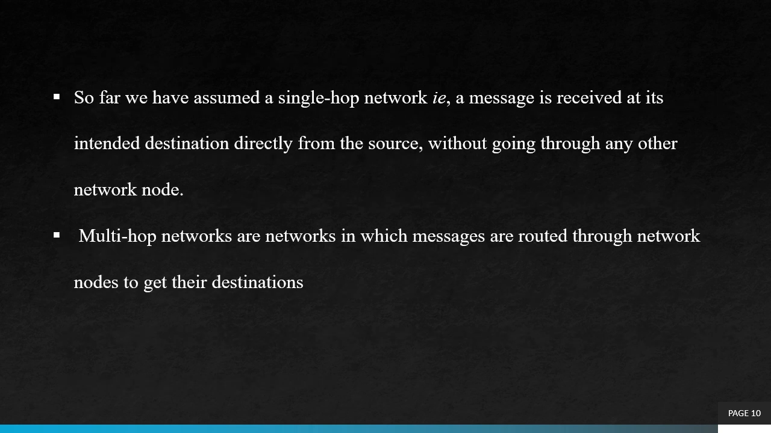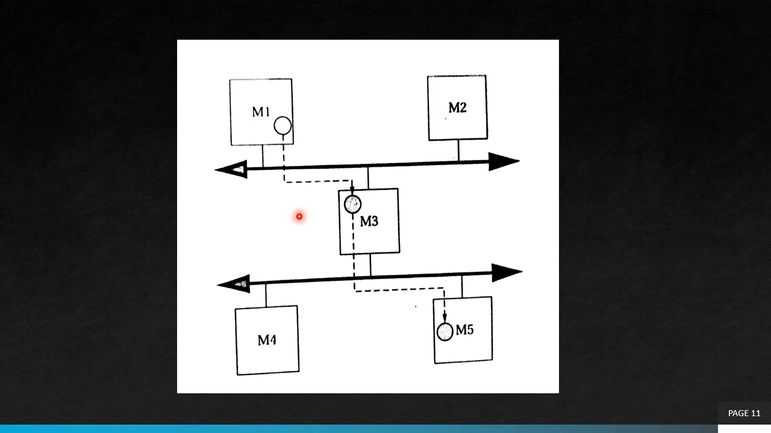So far, we have assumed a single hop network where a message from a source is given to the destination directly without passing through any other node in between. Now consider multi-hop networks where messages are routed through nodes to reach the destination. The figure shows an example of a multi-hop communication.